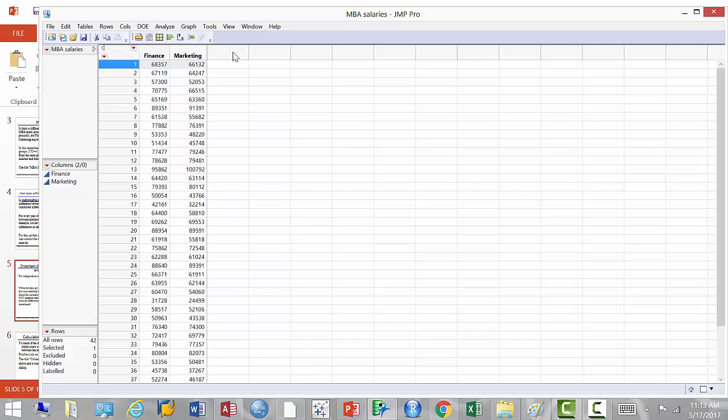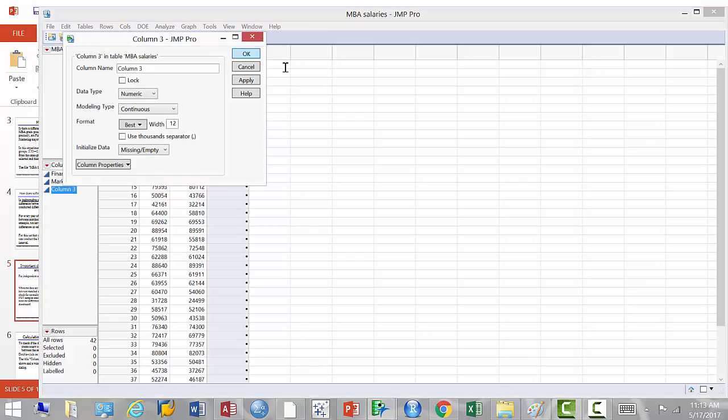Go ahead and double click on column number 3, the empty column. All right. So this is where the differences are going to be located. Now let's rename our column number 3. Let's double click on that, and column 3, I'm going to rename Differences.